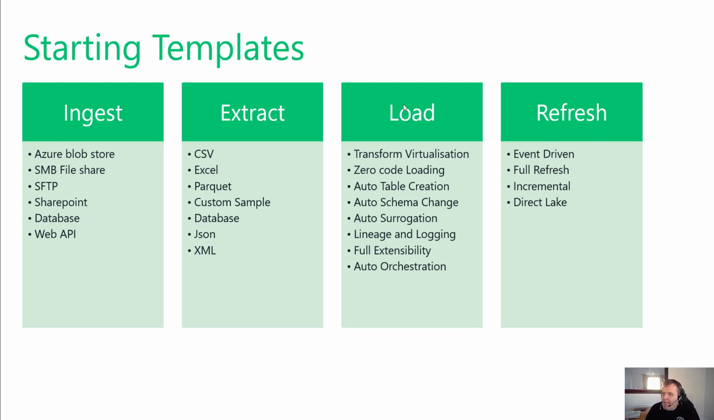Finally, we have an event-driven refresh that plugs into the Power BI aspect of Microsoft Fabric. So from your one orchestration, you can include API-driven refresh of your semantic models just by registering it in a metadata table. So that in a nutshell is what the data warehouse automation framework is.